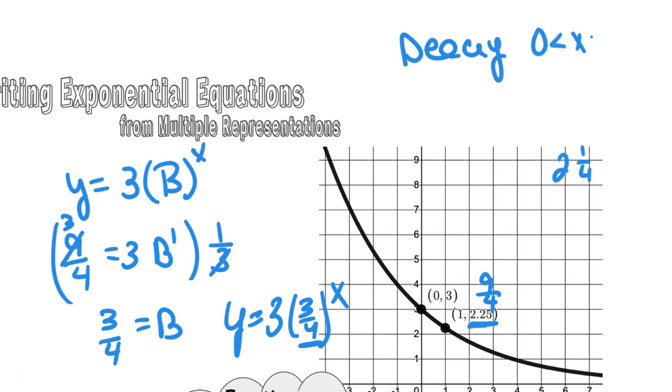So decay is 0 to 1. Growth is greater than 1. I should have put a B here, a B instead of an X. Your B will fall between 0 and 1 for decay, whereas growth will be greater than 1. Notice there are no negative values. They will all be positive.